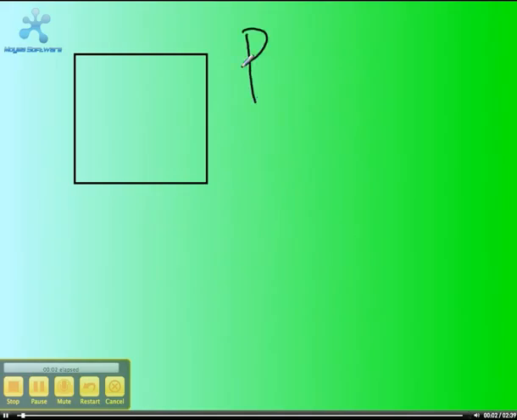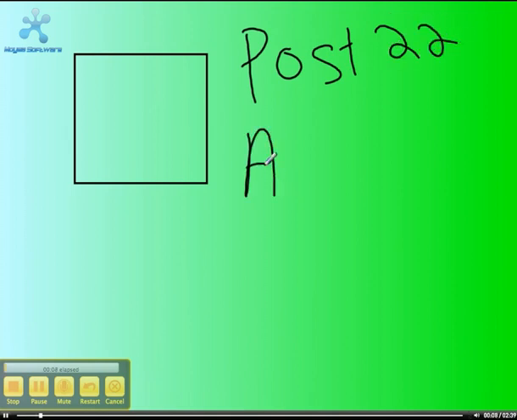Alright, today we are going to be learning about postulate 22, 23, 24, and the area of a rectangle. This is in your green packet, so you guys are going to want to take it out and write it down.